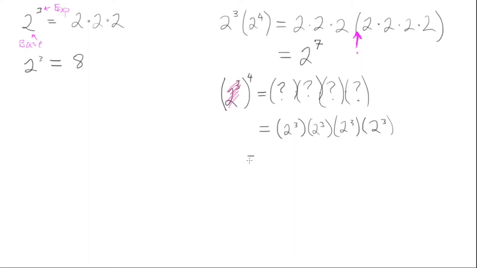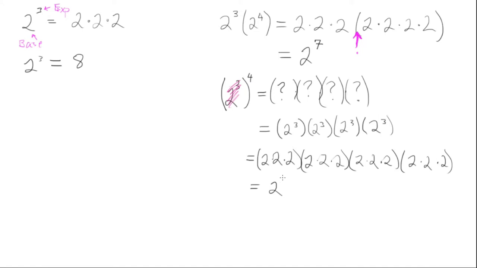Are you ready for this? I need to make more room for myself. 2 times 2 times 2 times 2 times 2 times 2 times 2 times 2 times 2 times 2 times 2 times 2. All right. How many twos is that in total? Well, that's 3 of them, 4 times. So there's 12 twos here.